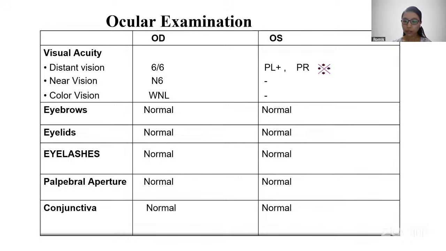Yes, ma'am. Near vision was N6. Anterior segment of right eye was within normal limit. Left eye distant vision was PL and PR accurate. Eyebrow, eyelid, eyelashes, palpebral aperture, and conjunctiva of left eye were normal.